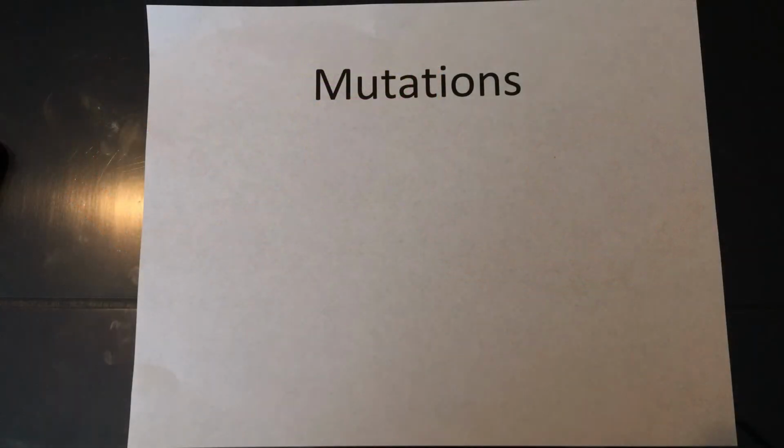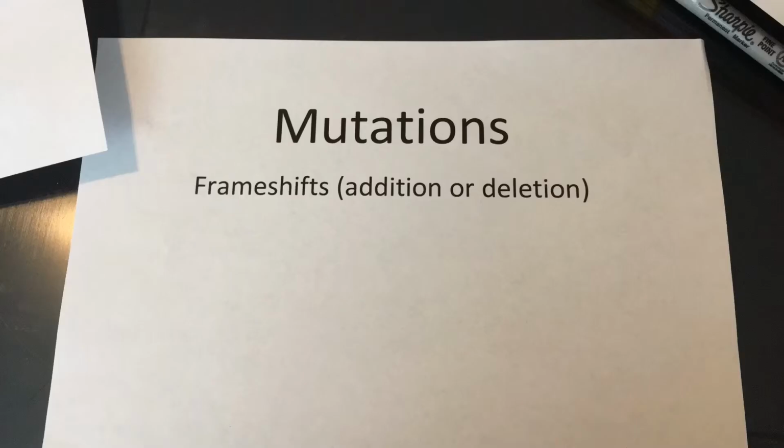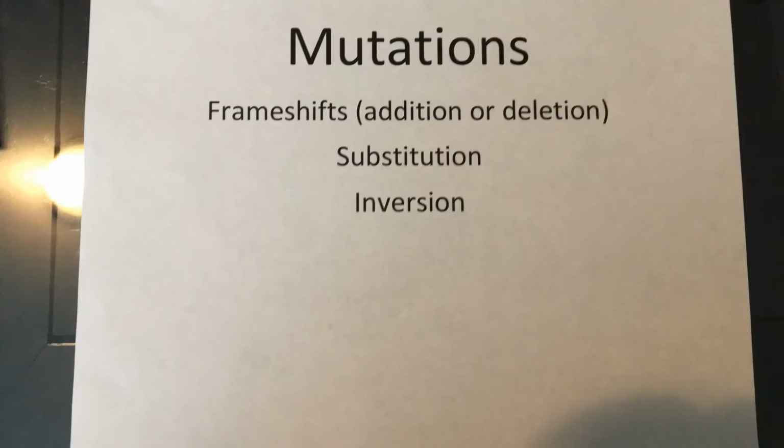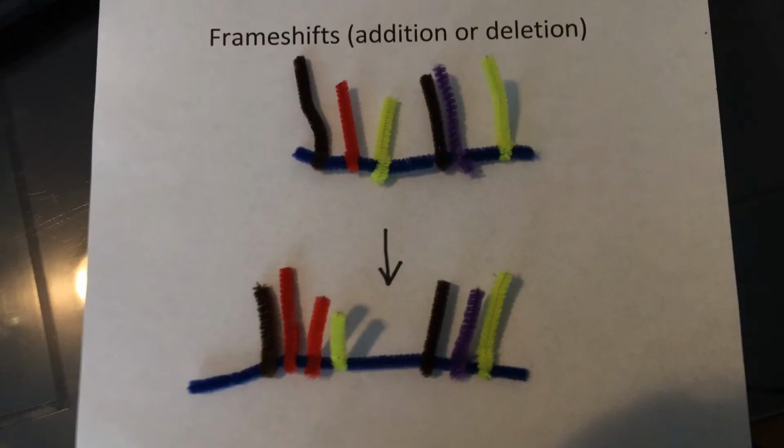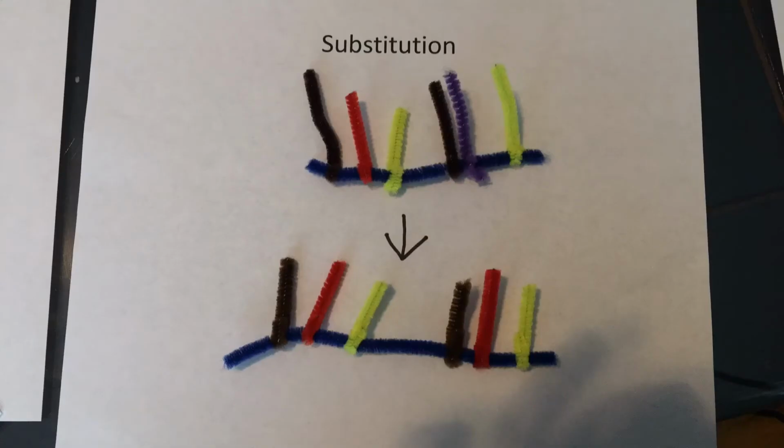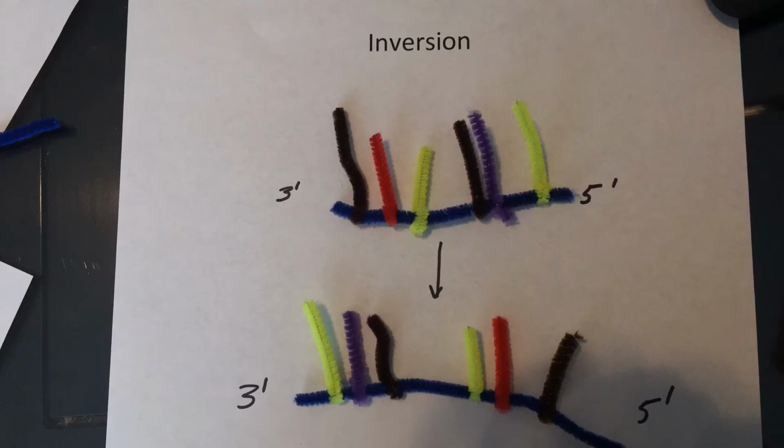3 types of mutations are frame shifts, substitutions, and inversions. A frame shift mutation is a mutation, such as an addition or deletion, that changes how the codon sequence is read. A substitution is when one nitrogenous base is replaced with another nitrogenous base. An inversion is when the order of nitrogenous bases is inverted to create a different order.